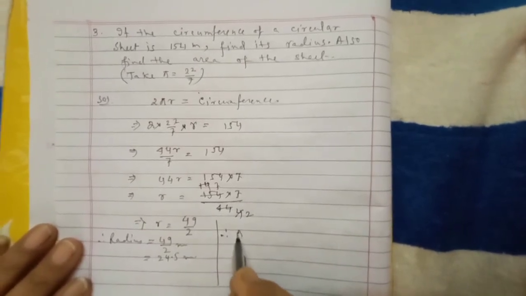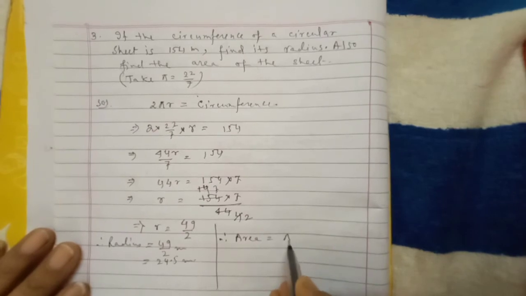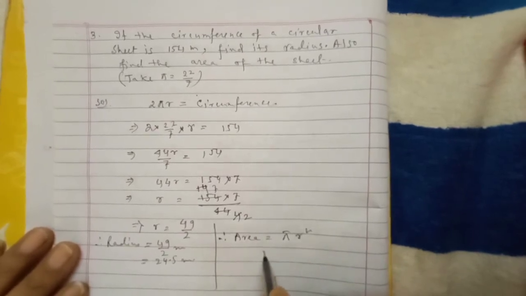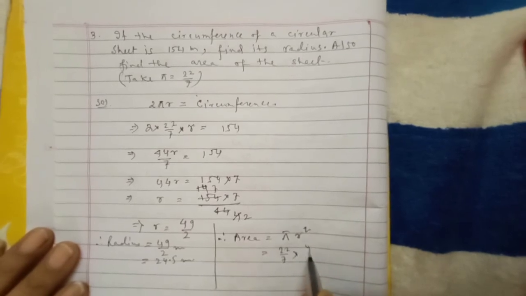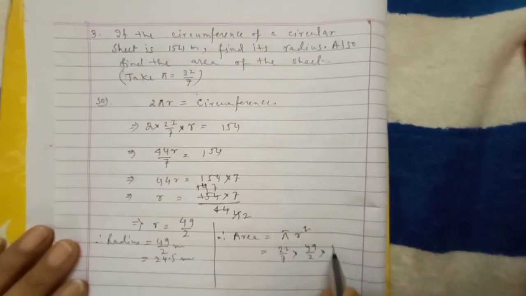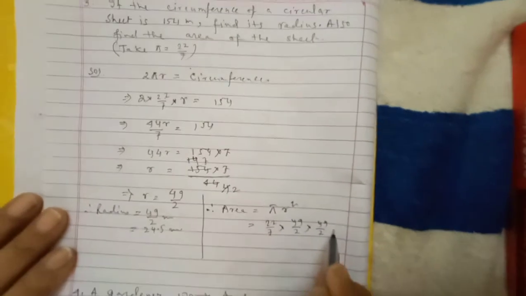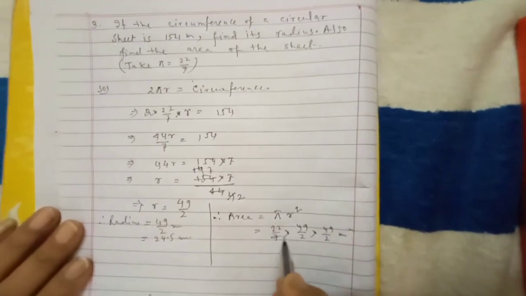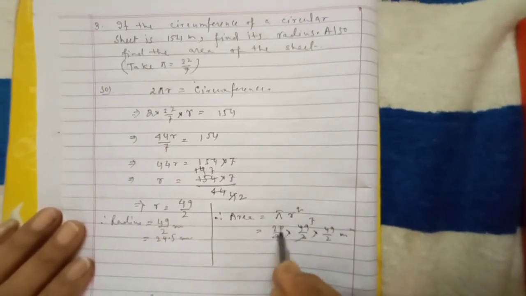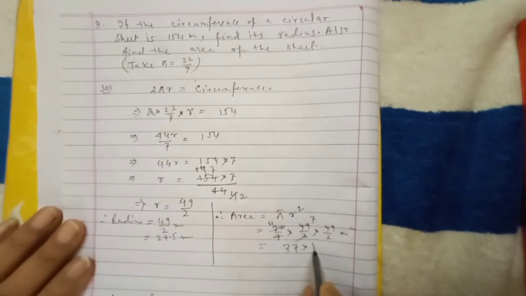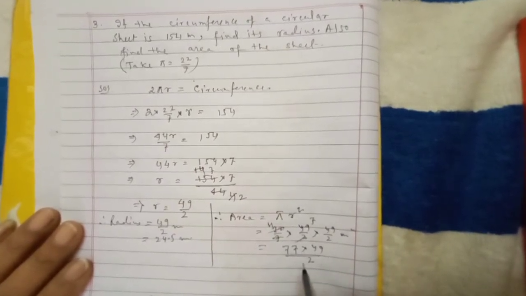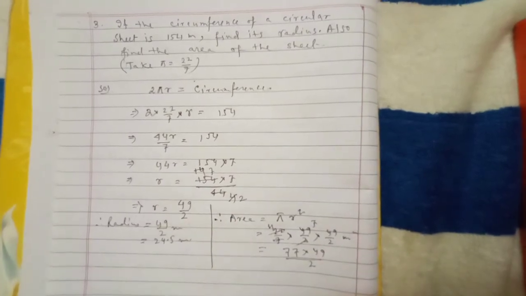Therefore area of the circle equal to pi r square, 22 by 7 into 49 by 2 into 49 by 2 meter square. 7 7 ja, 2 11 ja, so again 77 into 49 by 2. Remember the value.